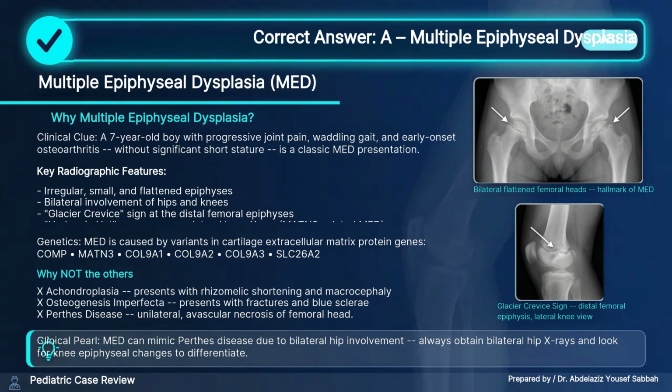Multiple epiphyseal dysplasia is caused by variants in cartilage extracellular matrix protein genes including COMP, MATN3, COL9A1, COL9A2, COL9A3, and SLC26A2. It can mimic Perthes disease, but bilateral symmetric involvement and knee epiphyseal changes help differentiate. Legg-Calvé-Perthes disease is typically unilateral avascular necrosis of the femoral head. Achondroplasia presents with rhizomelic shortening and macrocephaly, which are absent here.